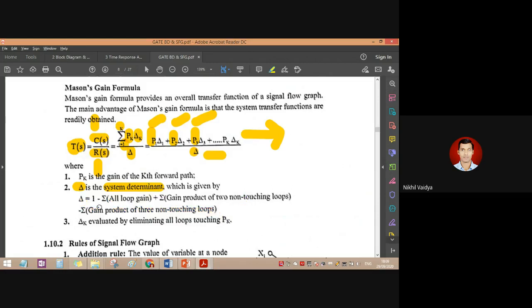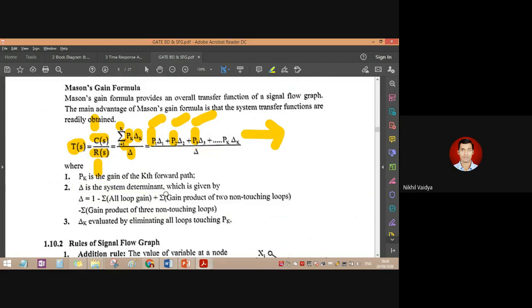So how to remember this? See, the signs are changing alternately. First sign is minus, next sign is plus, next sign is minus, and if we are going ahead, next sign will be what? Plus. Again next sign will be what? Minus. Like that we will go ahead.